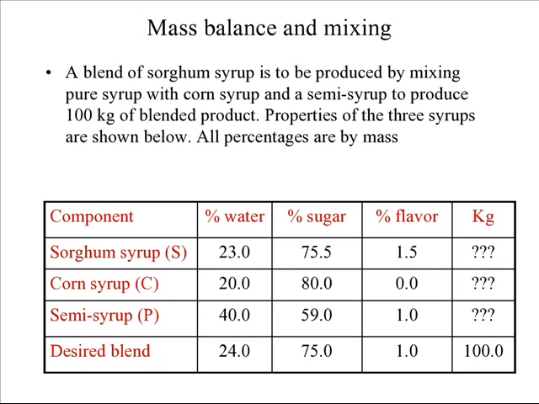You will note that the percentages of all the components, because they're percentages, should add up to 100. So 24 plus 75 plus 1 will give you 100 percent. Coincidentally, we're trying to make up 100 kilograms, and so that ends up being 24 kilograms of water, 75 kilograms of sugar, and 1 kilogram of flavor that's actually needed in the desired blend of the three different syrups.